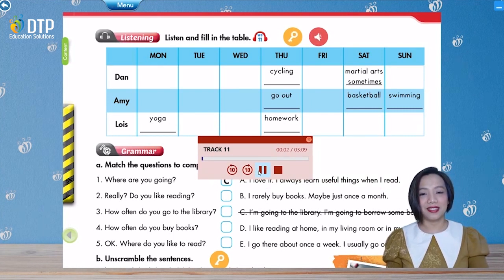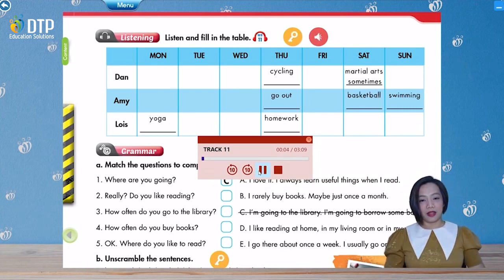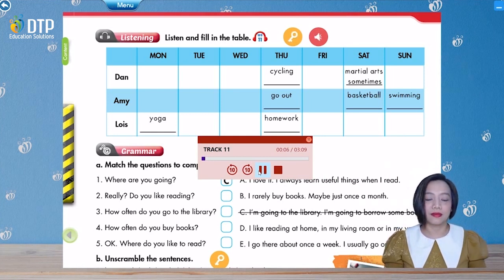Unit 4. Festivals and Free Time. Lesson 1. Track 11. Page 21. Listening. Listen and fill in the table.